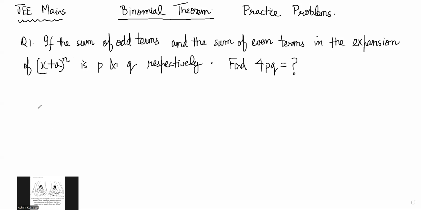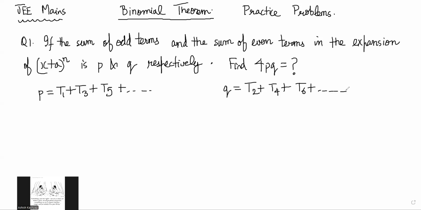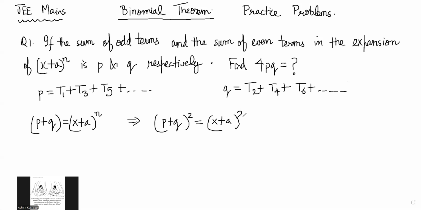Right. So we have to say the sum of odd terms is p. So p should be equal to term 1 plus term 3 plus term 5 and so on. And q should be equal to the sum of even terms, t2 plus t4 plus t6 and so on. Right. So what we know is that p plus q together is (x + a)^n, right? And from here we can write that (p + q)^2 is (x + a)^2n, right?